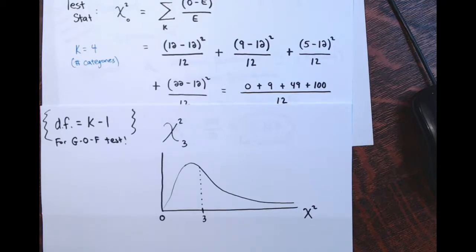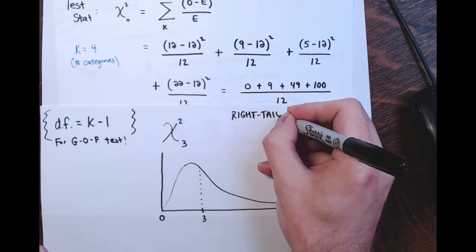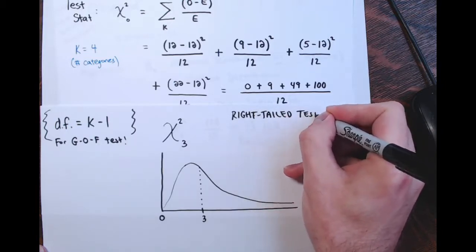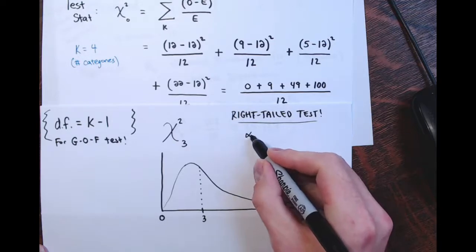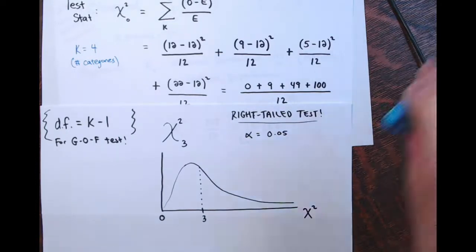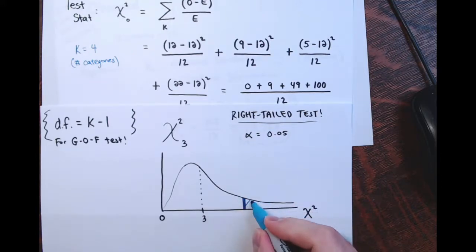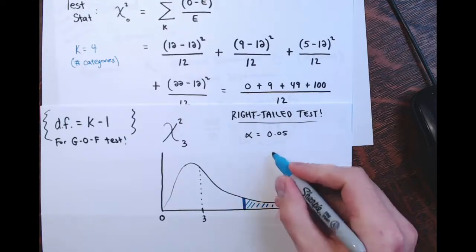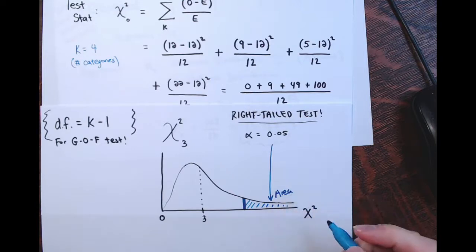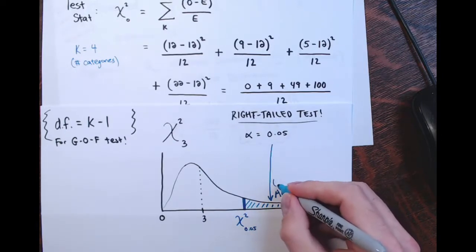What we're looking for is, again, always right-tailed with these tests. Our significance level, again, was 5%. So what I want to find is the chi-squared value that has an area to the right of it of 5%. That would be labeled as chi-squared with a subscript of 0.05, kind of like z-scores and t-scores. This is a critical value, the entrance to my rejection region.